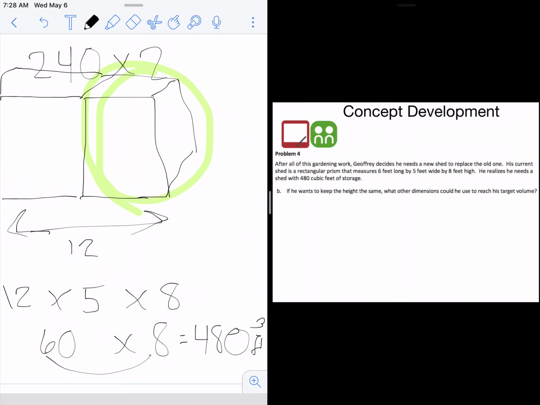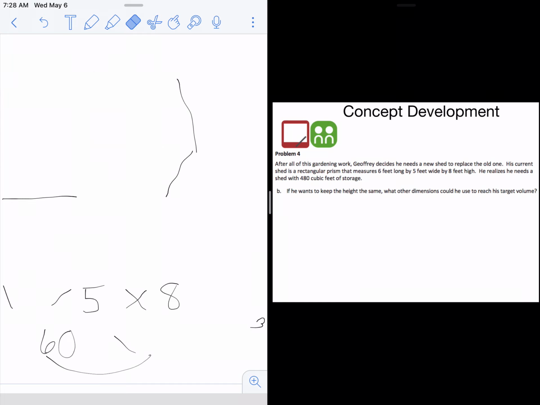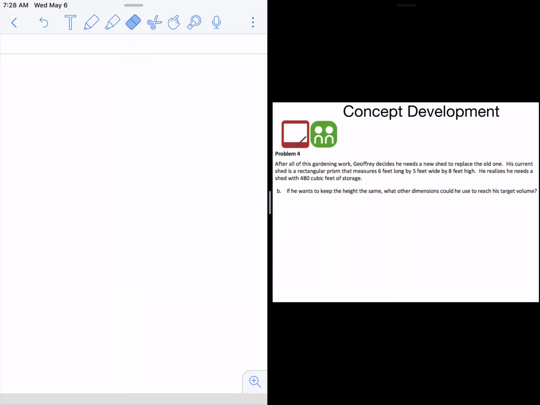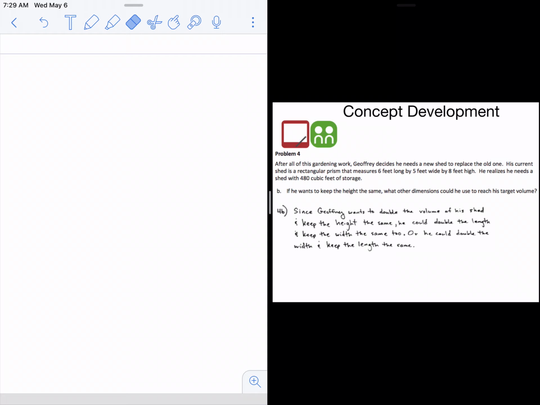Okay. So you can take a screenshot of what we just did. This is 4B. For 4B, if he wants to keep the height the same, what other dimensions could he use to reach his target volume? So we pretty much just did that. So we want him to keep the height the same, so he could either double the length, which is what we did, right? Or he could double the width.